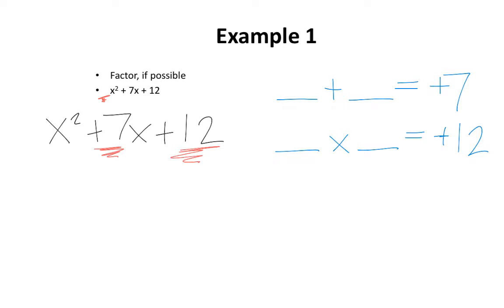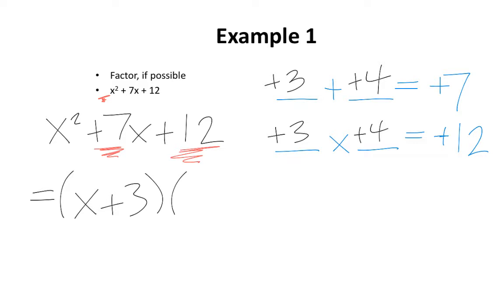I figured out that two numbers that add together to give me positive 7 could be positive 3 and positive 4. If I multiply those same two numbers together, that will give me positive 12. Therefore, I can factor this quadratic expression into x plus 3 multiplied by x plus 4. If you wanted to check your answer, you could always use the FOIL technique.